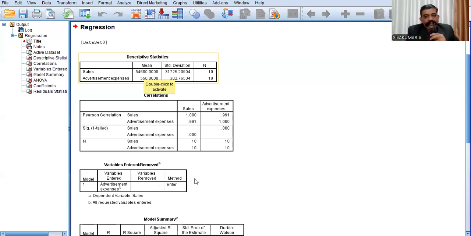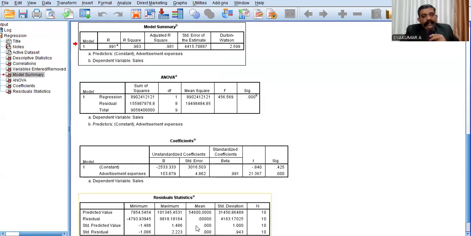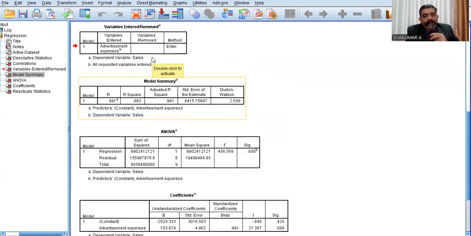Then the interpretation. Descriptive statistics are important, but have no special significance. Correlation, we already understand how to interpret. In simple linear regression analysis, the most important tables are the model summary table, the ANOVA table, and the coefficients table. In the model summary, please understand the R square value. That is 0.983. Multiplied by 100, that is 98.3.